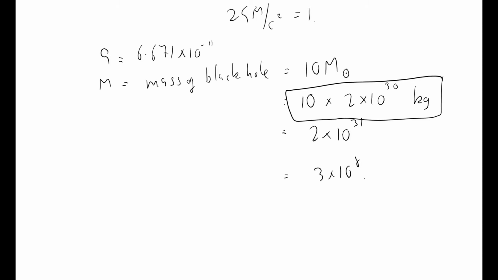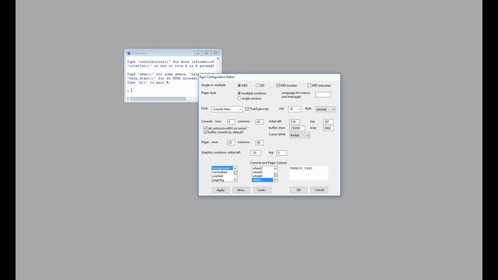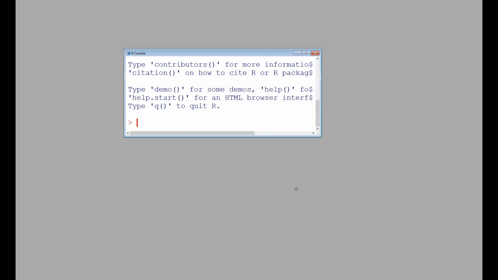Okay, so I'll fire up my R window here. I'll just move that into scope, make it a bit larger so we can see what we're doing. There we go. If I go Edit, GUI preferences, take the text up to something that's actually visible, not microscopic. Okay, so what we want is 2GM over c squared, and of course it won't work because it doesn't know what that is.